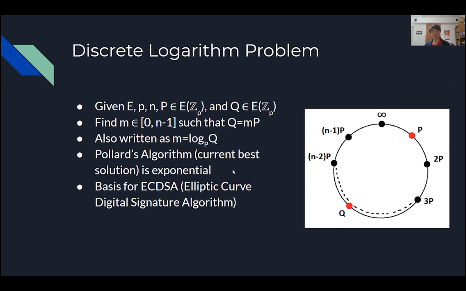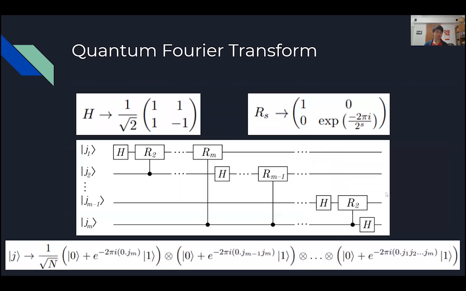So Pollard's algorithm is the current best solution for this, and it is exponential. So that's why this problem is so difficult and useful for cryptography. Now, before we go on to the quantum solution, I'm going to talk quickly about the quantum Fourier transform. And it makes use of these two quantum gates or quantum operators. The first one is the Hadamard gate. The second one is the rotation gate.